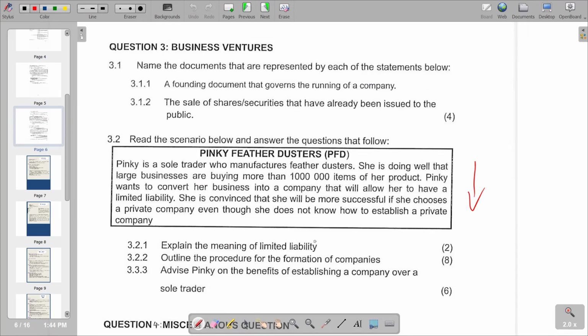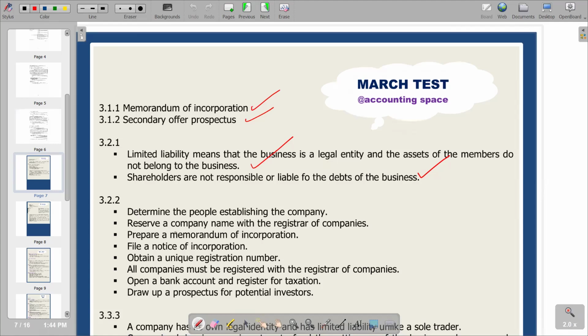Then moving on to the next part, 3.2.2 reads, outline the procedure for the formation of companies. So obviously, the procedures are listed in our answer section, where the first one is determining the people establishing the company, and then reserving a company name with the register of companies. Because there is no company without a name, there should be a name for that company.